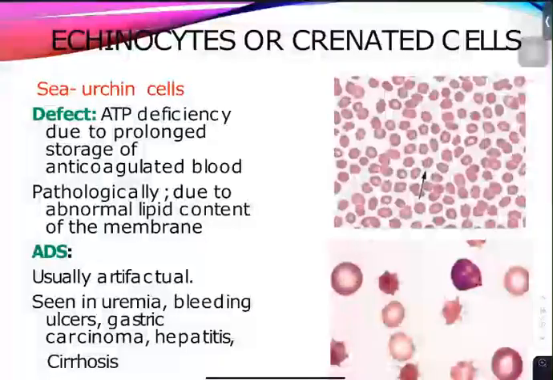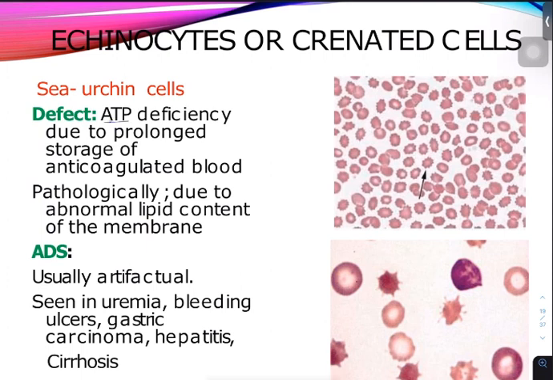Echinocytes or crenated cells. They are the sea urchin cells. Okay? Known to be as your sea urchin. Bakit sea urchin? Mukha siyang sea urchin po. Okay? The defect is in the ATP production. Usually caused also by your prolonged storage of anticoagulated blood. Pathologic due to the abnormal lipid content of your RBC membrane. So, medyo increase ang lipid content niya.